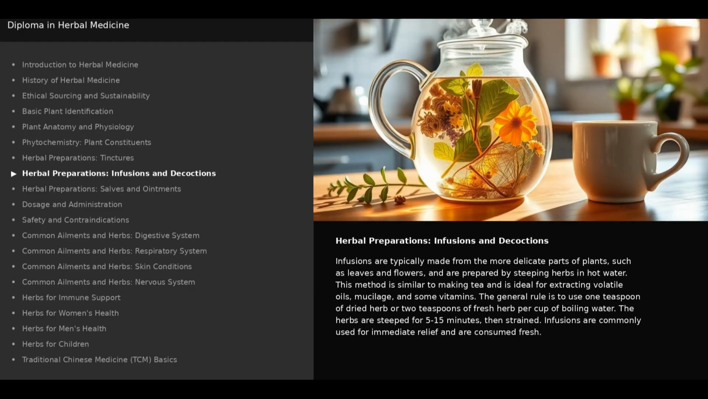Herbal preparations, infusions and decoctions. Infusions are typically made from the more delicate parts of plants, such as leaves and flowers, and are prepared by steeping herbs in hot water. This method is similar to making tea and is ideal for extracting volatile oils, mucilage, and some vitamins. The general rule is to use 1 teaspoon of dried herb or 2 teaspoons of fresh herb per cup of boiling water. The herbs are steeped for 5 to 15 minutes, then strained. Infusions are commonly used for immediate relief and are consumed fresh.